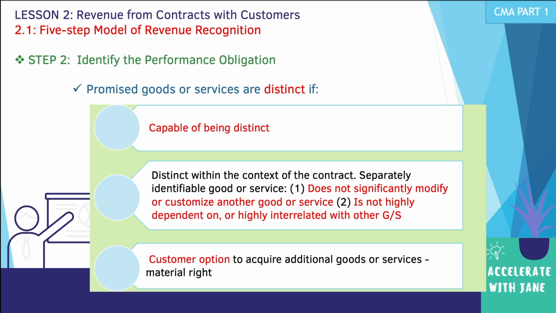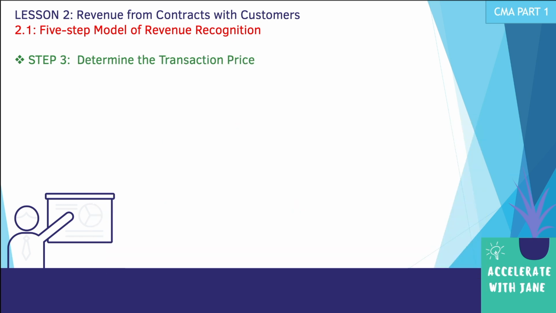So third point here is if a customer has an option to acquire additional goods or services, and that option of a customer is said to be a material right. Now let's go to the third step, determine the transaction price.